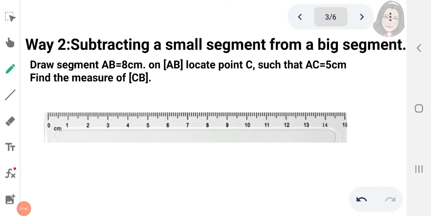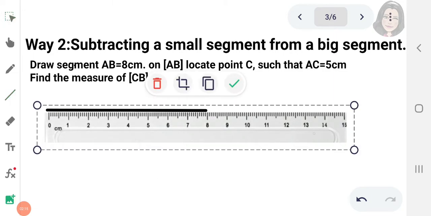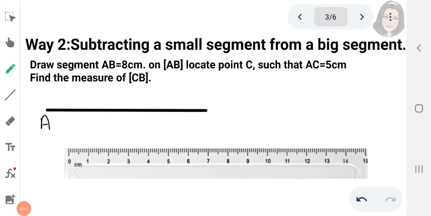Way 2. Subtracting a small segment from a big segment. For example, draw segment AB measuring 8 centimeters, and on AB, inside of it, we need to locate the point C such that the distance from point A to point C is 5 centimeters. Then we need to find the measure of the segment CB. So again, I'm going to take my ruler, and first I'm going to draw a segment that measures 8 centimeters. And of course, I'm going to call that segment AB.